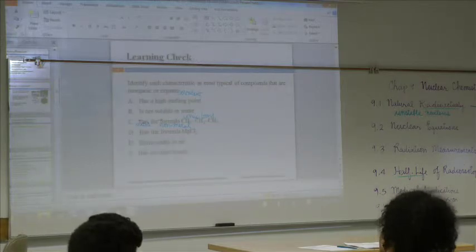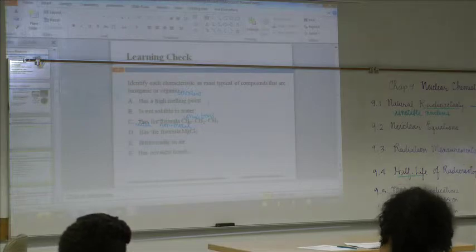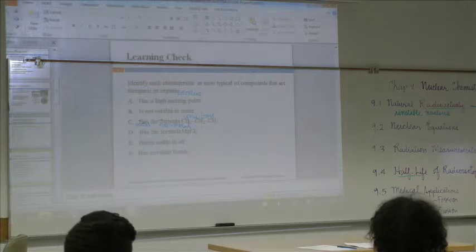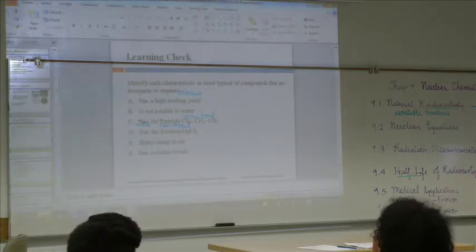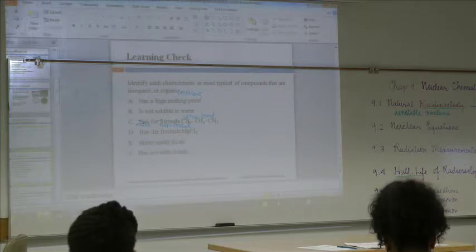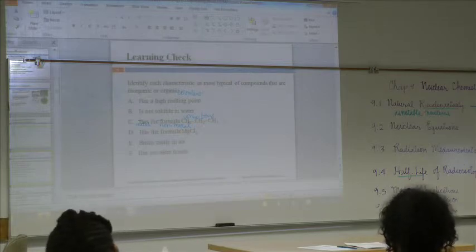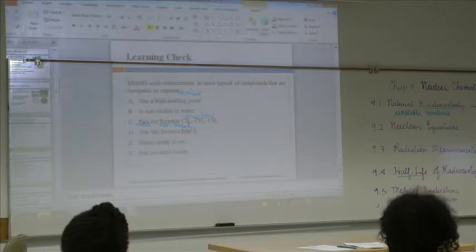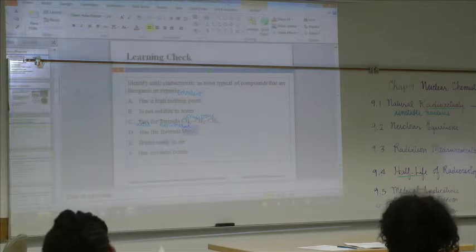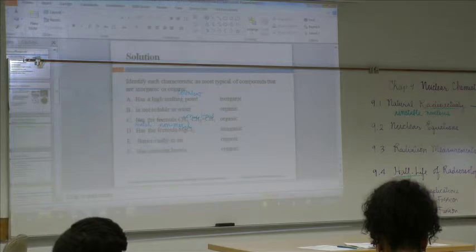Okay, so let me check. Which would be the compounds that tend to be inorganic or organic? High melting point? NaCl, right? So inorganic. Not soluble in water. So it's not soluble in water, so organic, because water tends to be the inorganic solvent. You notice our aqueous buffer systems and stuff like that. Has a formula. So organic or inorganic? Organic, right? And magnesium chloride? Inorganic. And easily burns in air, that means combustible, combustion. Organic, very good. Covalent bonds, very good. Okay, you got that perfect, so that's pretty easy.